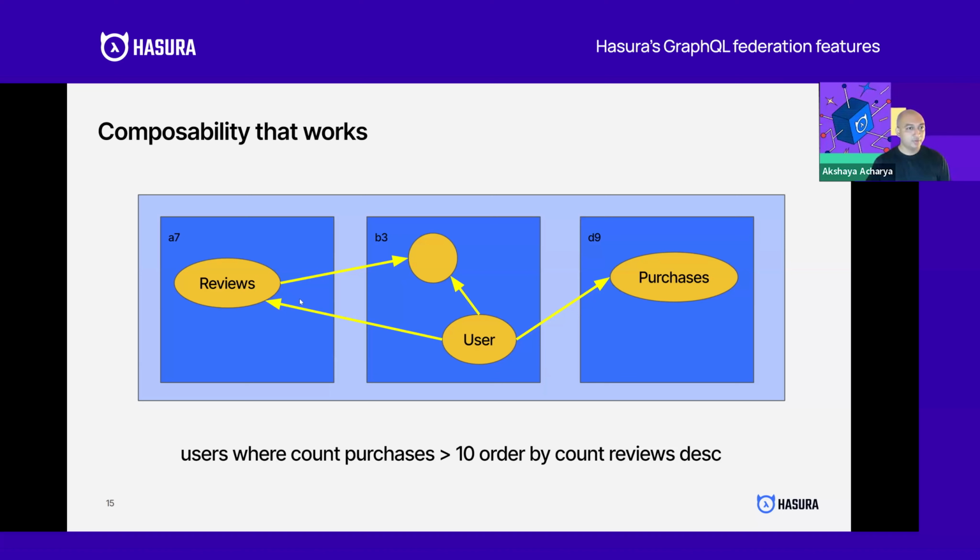So here's an example. Let's say you have different subgraphs. This is an e-commerce application, and one team owns the user model, a different team owns the reviews model, and a different team owns the purchase model. So just with these models and relationships set up, you can do things like get me all the users who have a certain number of purchases, but then sort them by the number of reviews they have in descending order. And what this is doing is a bunch of cool things. It's not just joining based on these relationships, but it's also aggregating across these relationships, and also filtering based on these relationships.